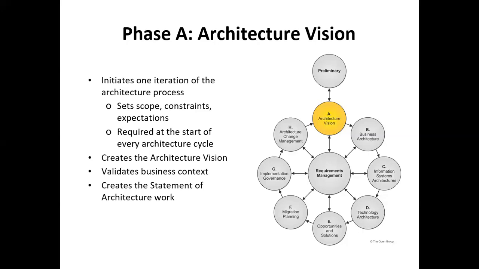Correct. Third one, expectations of the client. Every client comes to you with expectations. It could be because of the project, financial or any other business expectation. Next one, required at the start of every architecture cycle. Yes, all this we do at the beginning of the cycle. Next one, create the architecture vision.